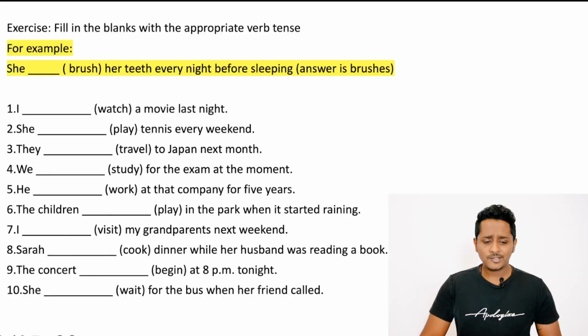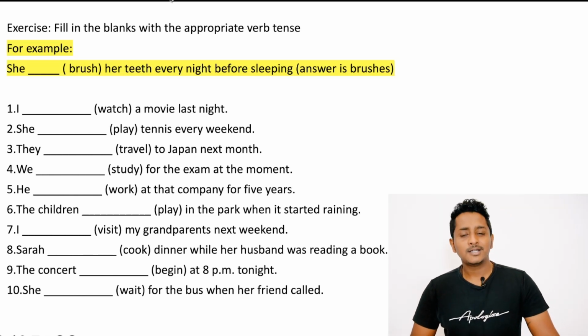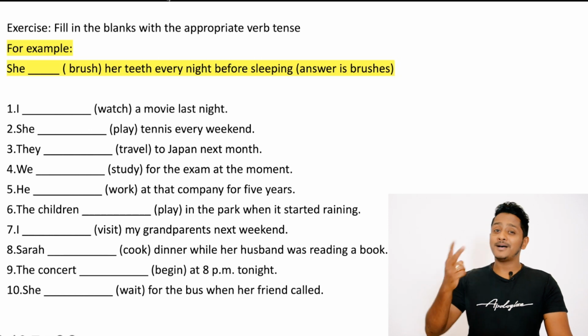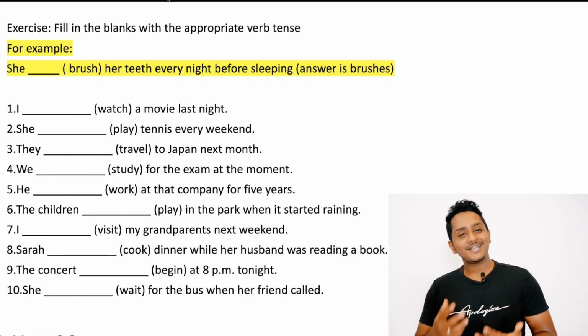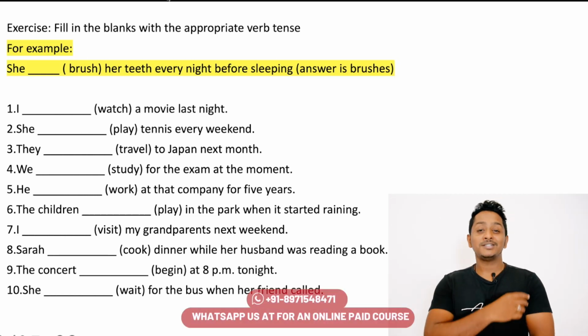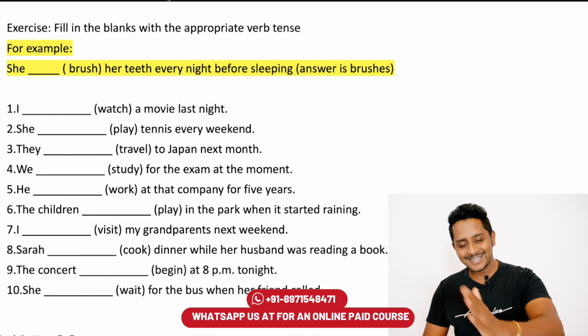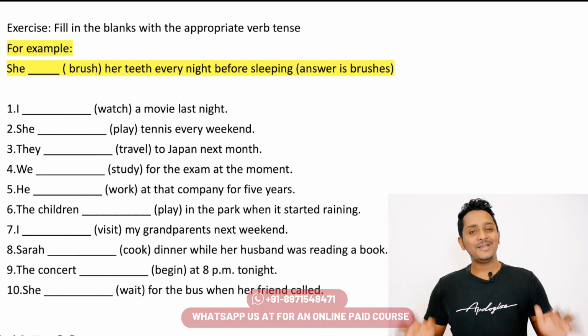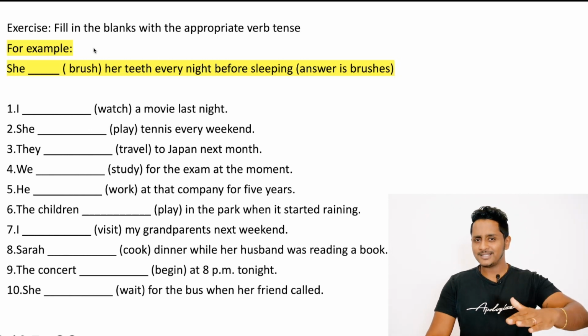Before we actually run the timer, the exercise is fill in the blanks with the appropriate verb tense. It could be present tense, past tense, present continuous, past continuous, present perfect, present perfect continuous, past perfect continuous, future tense, future perfect continuous, future continuous. There could be any. I really hope you have some knowledge towards it. If not, kindly check that video. I have given a small example in the beginning.